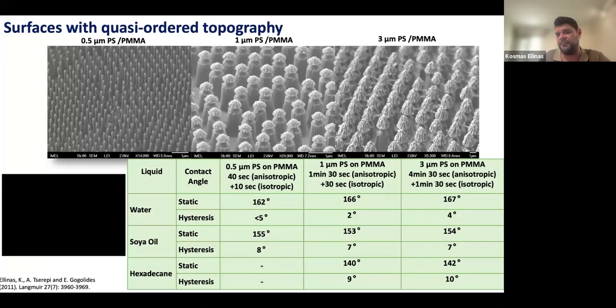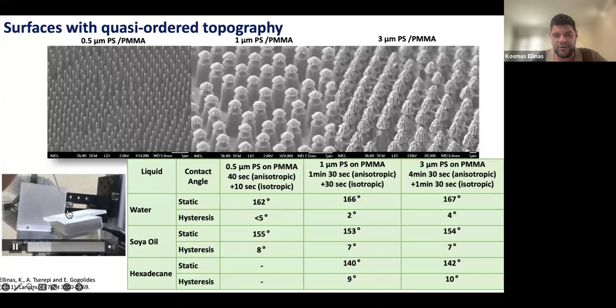And by doing so, and by taking advantage of the possibilities and adapting the profile of the topography, I can repel very easily hexadecane. Hexadecane is a much lower surface tension liquid compared to soya oil. And here you can see that by tuning the profile of this kind of pillars, which exist on top of the surface, I can have repulsion of hexadecane drops easily rolling off this kind of surfaces.